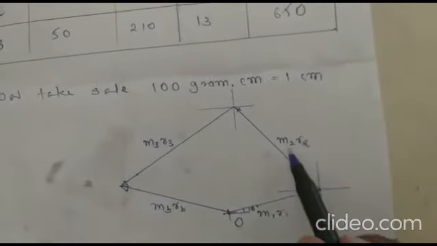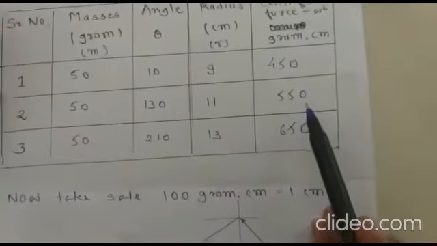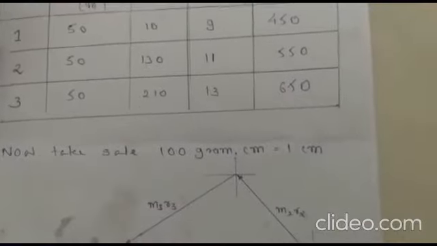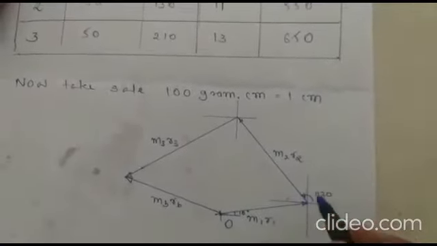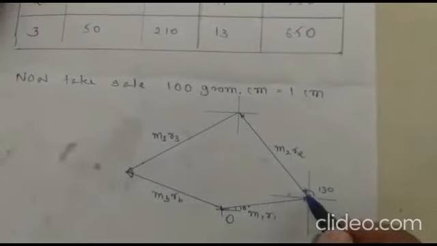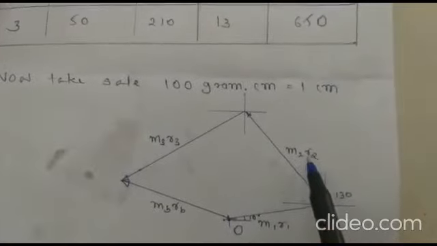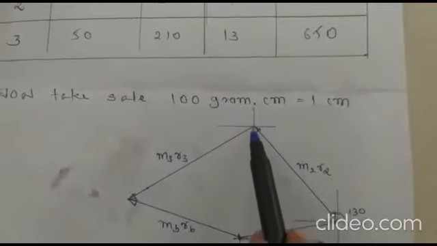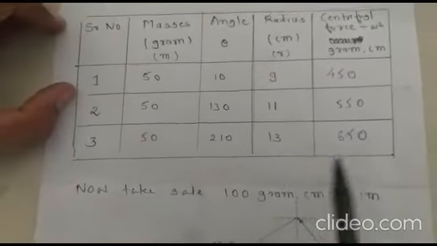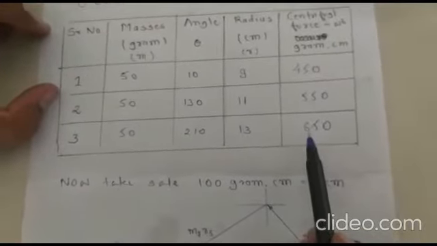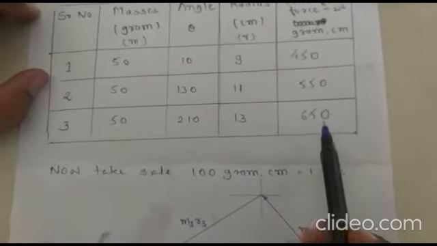The second vector is a product of mass and radius, and here you can say it is 550 gram into centimeter, and this angle is 130. So my second vector is 5.5 centimeter at angle 130 degree. Same way, the third vector is at angle 210, and my product of mass and radius is 650. I am converting it into scale, so this will give you 6.5 centimeter.